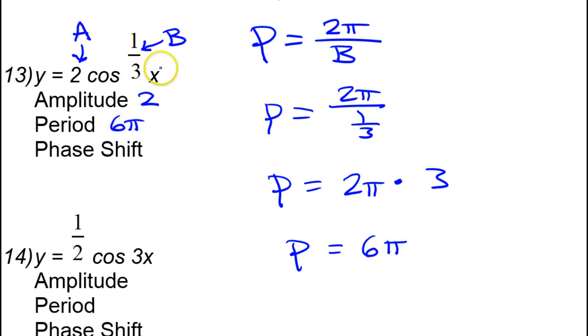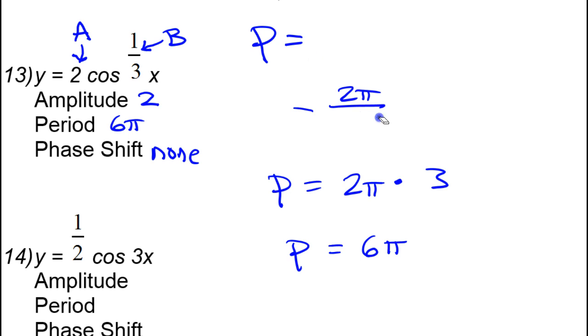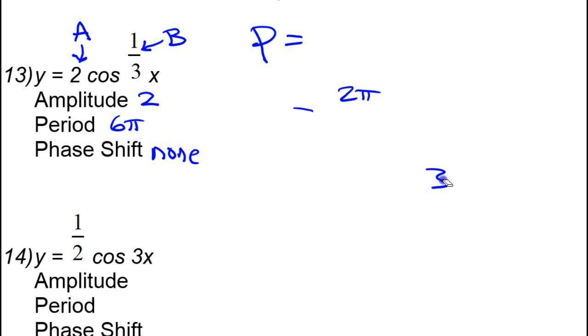There is no phase shift because nothing is being added or subtracted on the end. So we'll just put none for the phase shift. That should be enough information for us to sketch this graph.